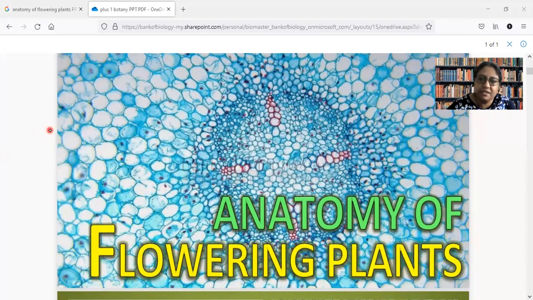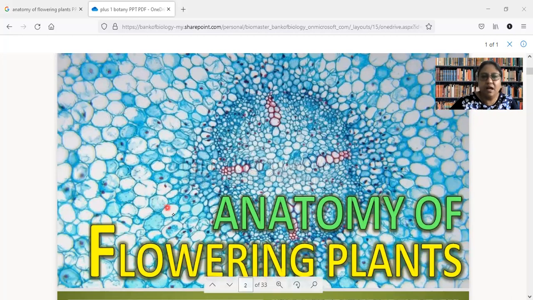Morphology describes the external structure of an organism. For example, what is the shape of the body? What are the different modifications in the body? That is described by morphology. These are the characters that we can see from outside without going inside.